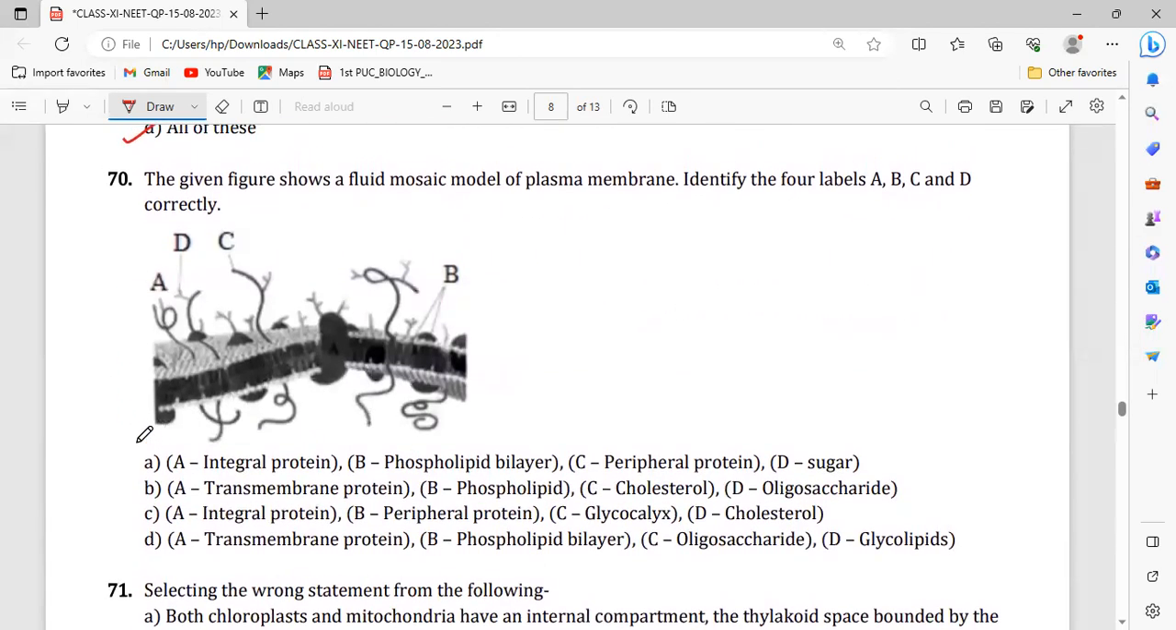Then, so here A, B, C, D is given. You have to identify which is the correct labeling. So here A is the integral protein. B is the phospholipid bilayer. And C is peripheral protein. And D is the sugar. So answer is option A.